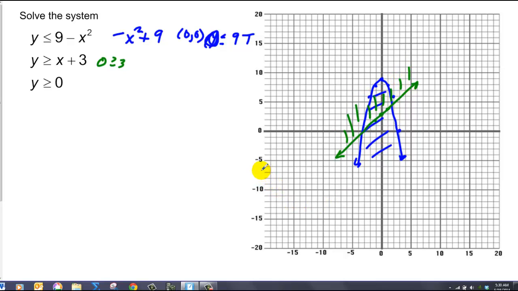And then I have y is greater than 0, which puts me y equals 0 on this horizontal line. And then I shade above that because that's where the y is equal to 0. And you'll see that my triple shaded region would be inside this parabola and enclosed by the line.